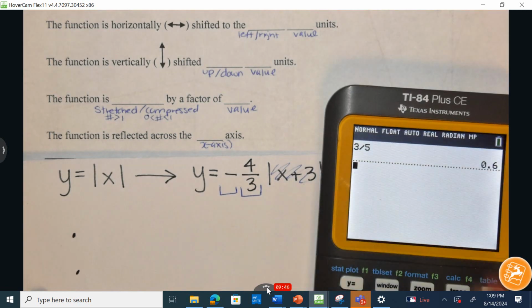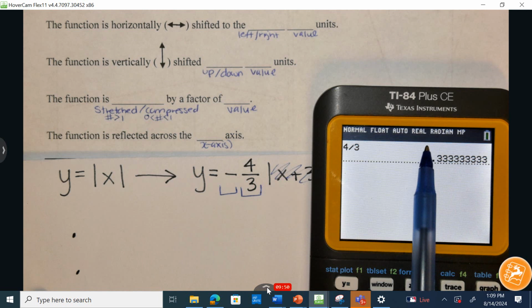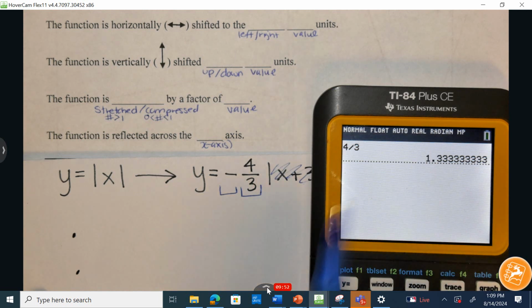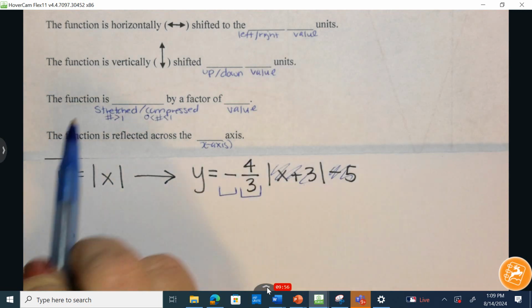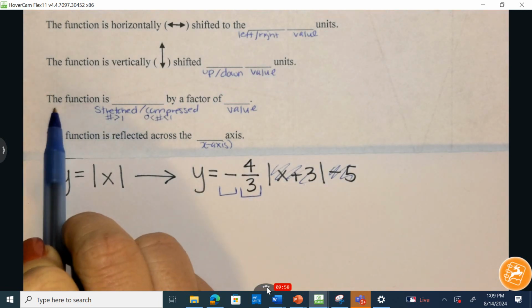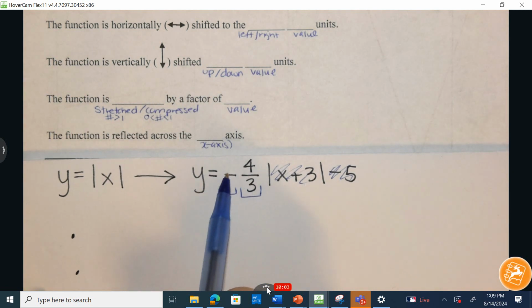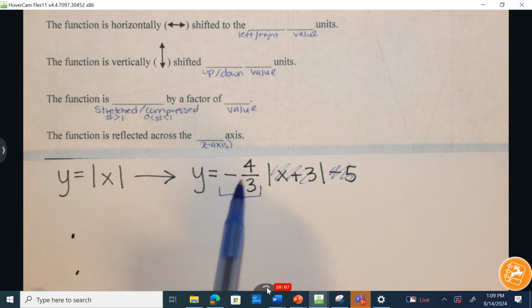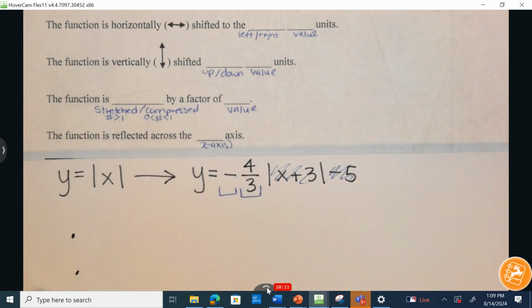First, I'm going to take 4 divided by 3 and find out whether that value up front is greater than or less than 1. I can see it's greater than 1, 1.3 repeating. So when it's greater than 1, I use the word stretched. The function is stretched by a factor of 4/3. Don't say negative 4/3, simply 4/3. And lastly, whenever there's a negative sign out front, it means the function is reflected across the x-axis.